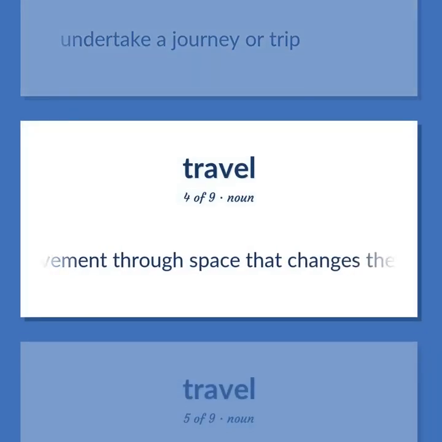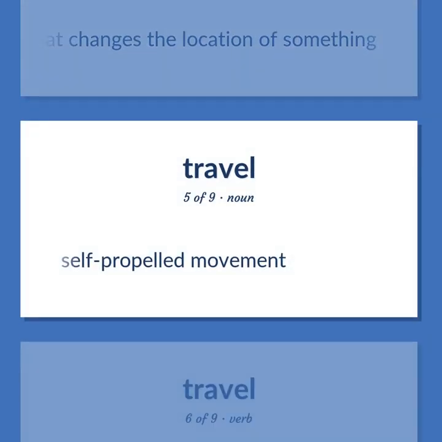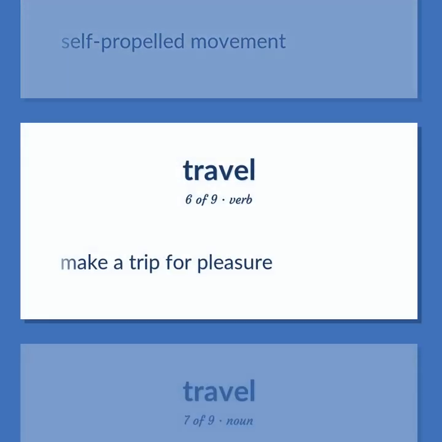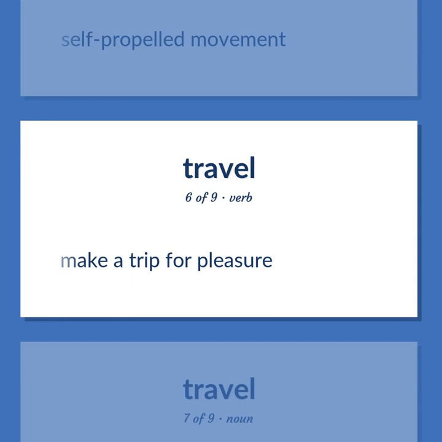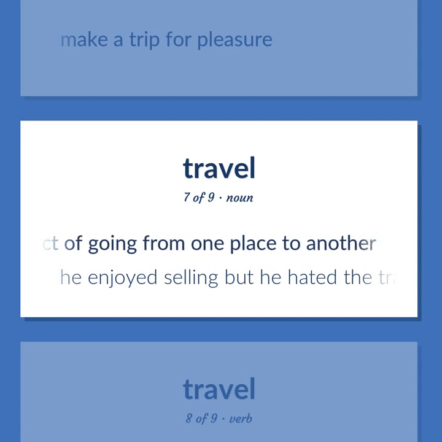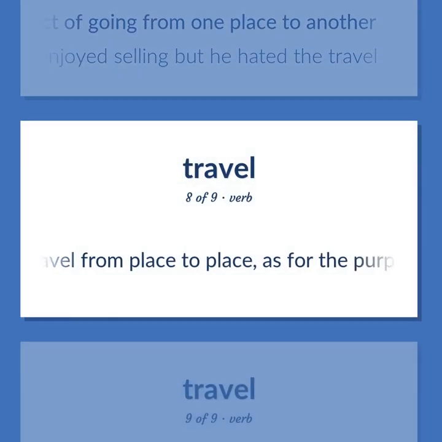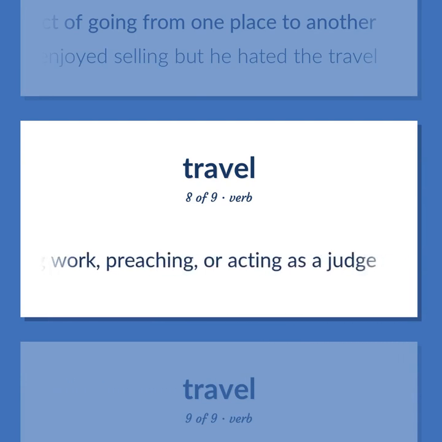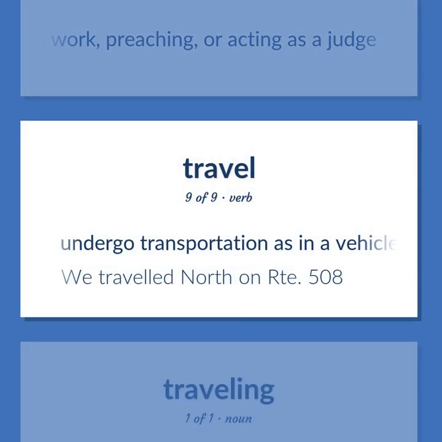A movement through space that changes the location of something. Self-propelled movement. Make a trip for pleasure. The act of going from one place to another. He enjoyed selling, but he hated the travel. Travel from place to place, as for the purpose of finding work, preaching, or acting as a judge. Undergo transportation as in a vehicle. We traveled north on Route 508.